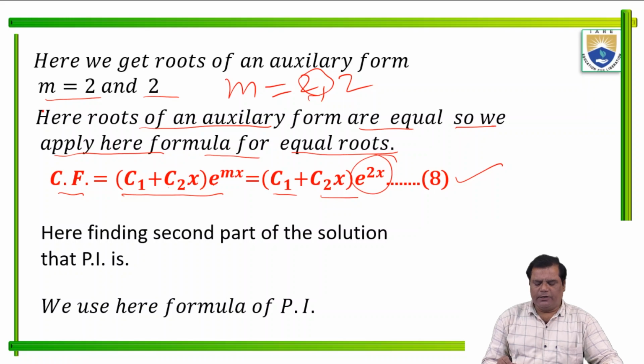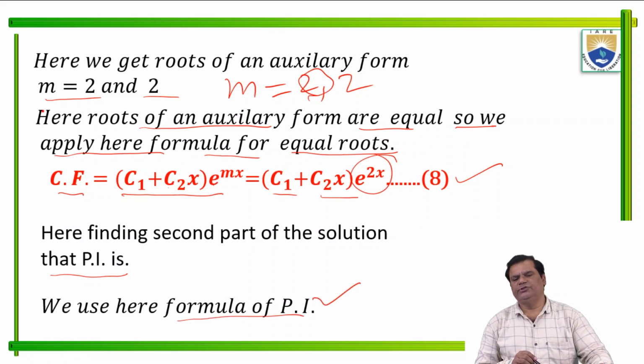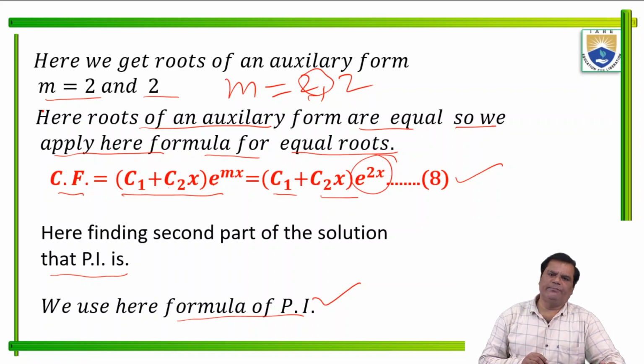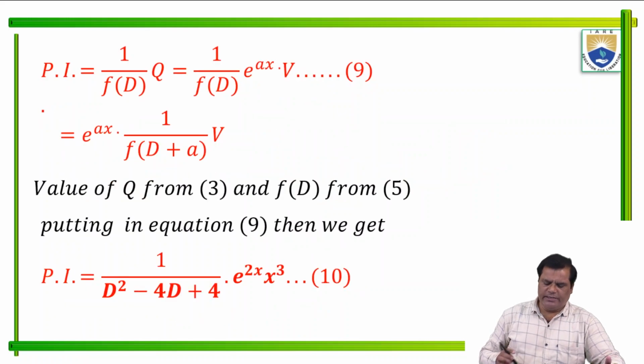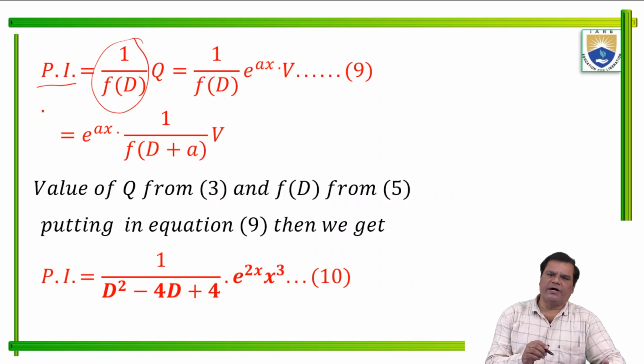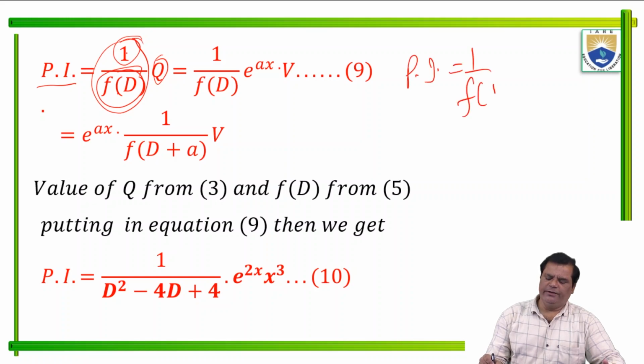Now finding the second part of the solution, that is PI, the particular integral. We use the basic formula which we apply to find the particular integral in each question. Same formula we apply here. So particular integral equals 1 upon f(D). This formula has two parts, numerator and denominator. 1 is the numerator and f(D) is the denominator, and Q is in the numerator. So PI is equal to 1 upon f(D) into Q.